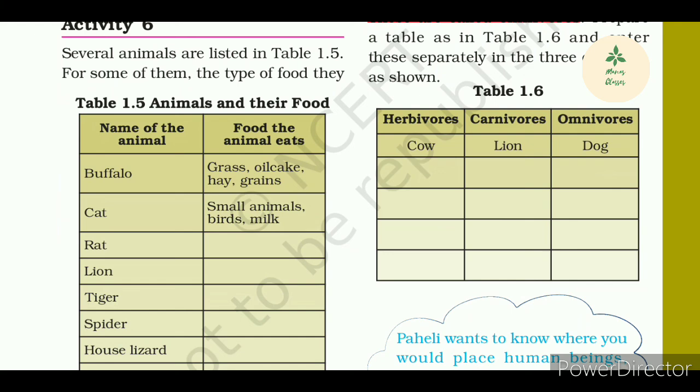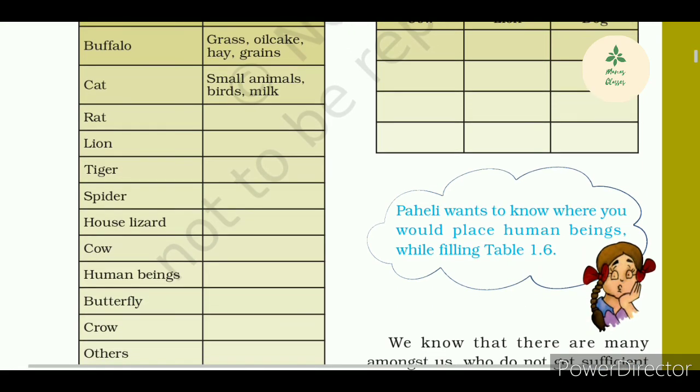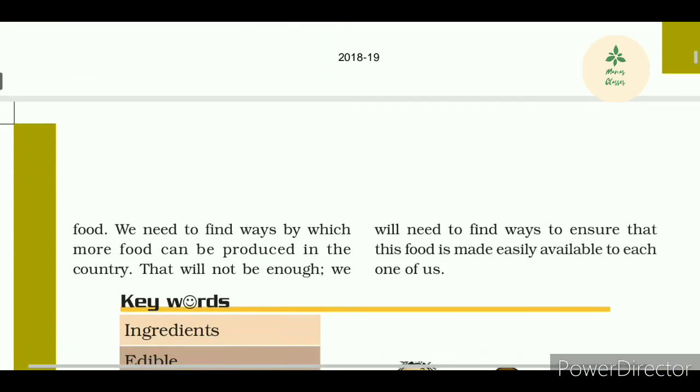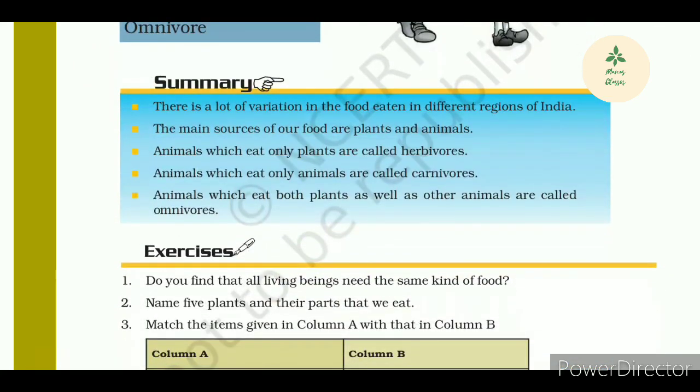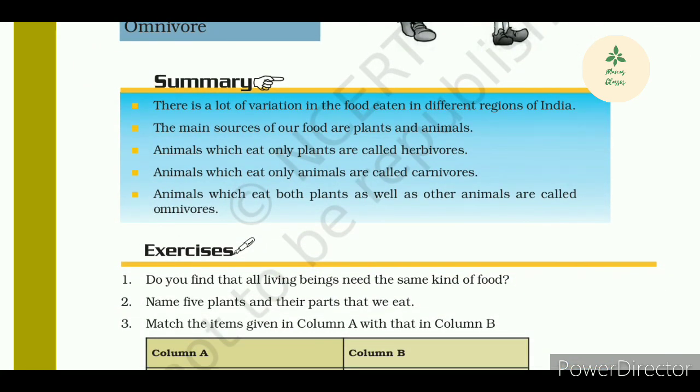Look at table 1.6 given to you: herbivores, carnivores, omnivores. Here one example is given for each: cow in herbivores, lion in carnivores, and dog in omnivores. So here we conclude the chapter. And yes, I want to give one little homework.